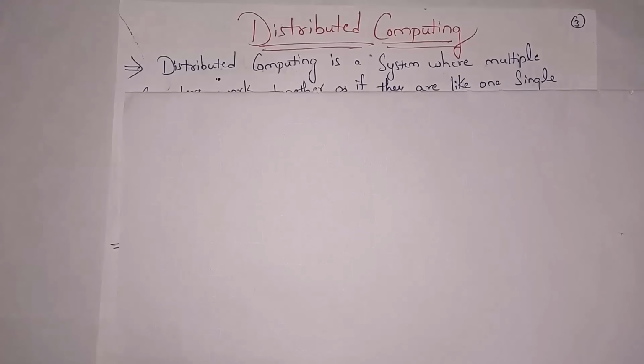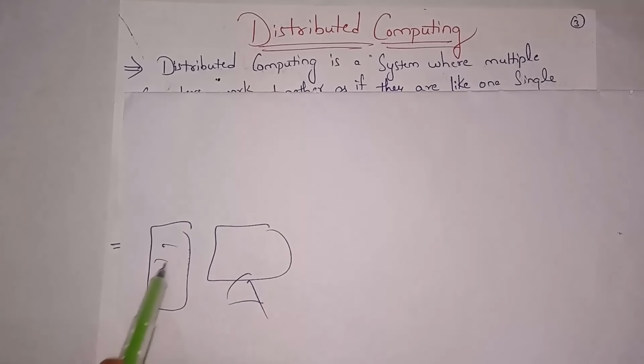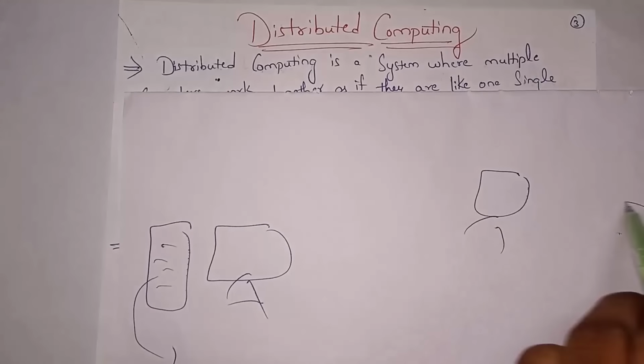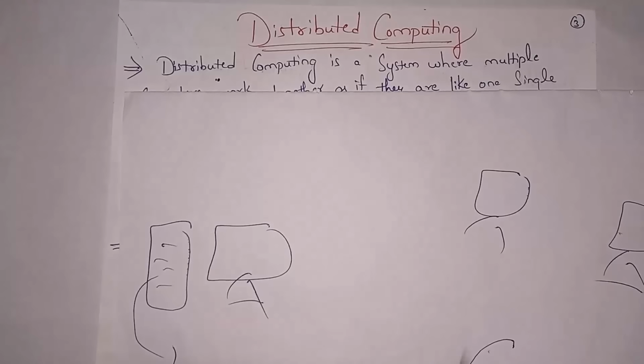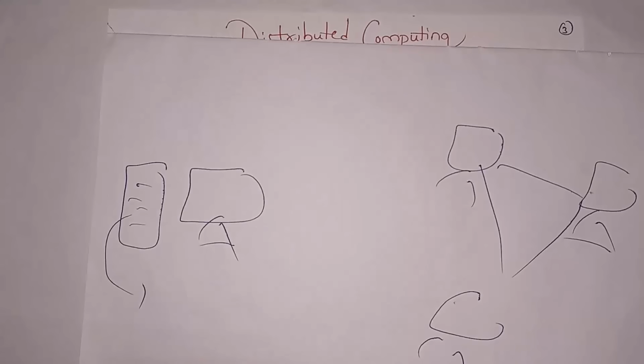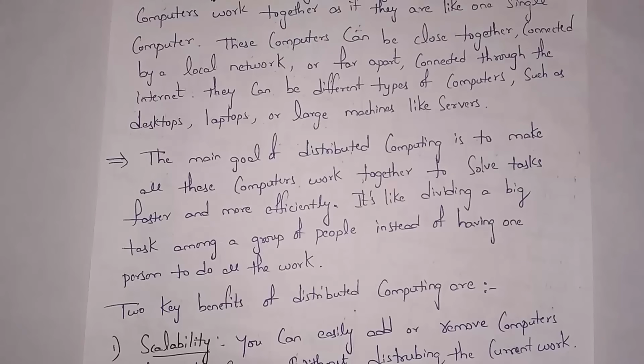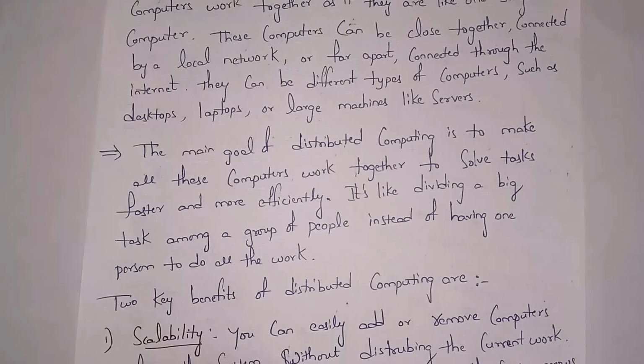Guys, parallel computing and distributed computing both are different. In parallel computing, inside CPU we will use multiple processors. But whereas in distributed computing, we will use multiple computers and all these computers are connected to each other by using internet or cable. And these computers can be of any type like laptops, desktops, servers, etc. And the main goal of distributed computing is to make all computers work together in order to solve problems faster and efficiently. Distributed computing is like dividing big tasks among multiple people instead of giving complete work to a single person.